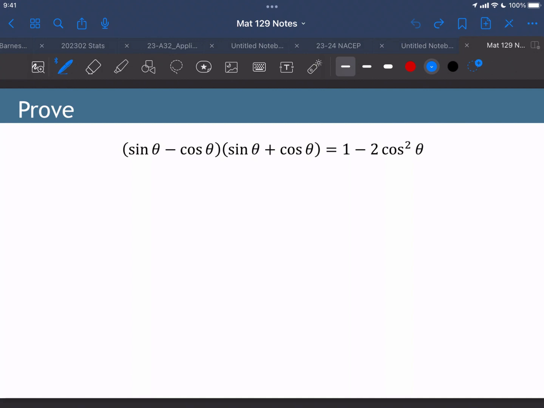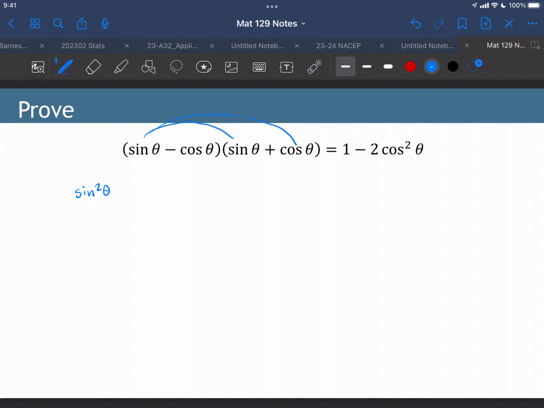So here's an identity, and right away I can see they're all sines and cosines, so that's really good. I think I'm going to distribute this out. We could say the nasty word FOIL. I don't like saying FOIL. I like saying distribute. So if I take sine times sine, that is sine squared.